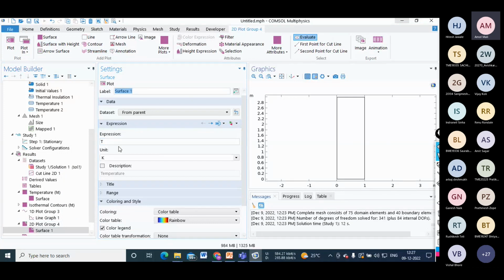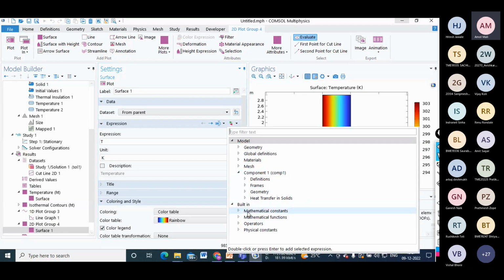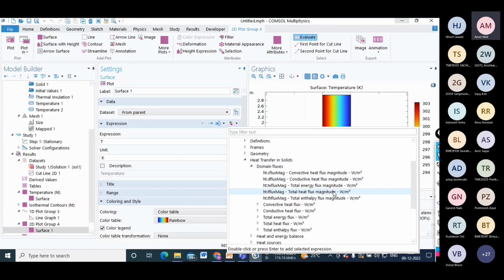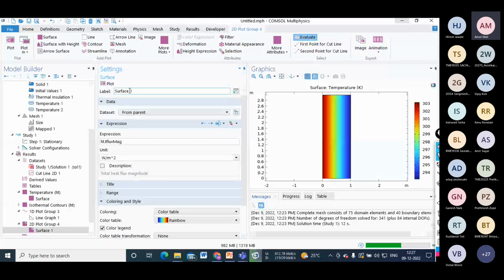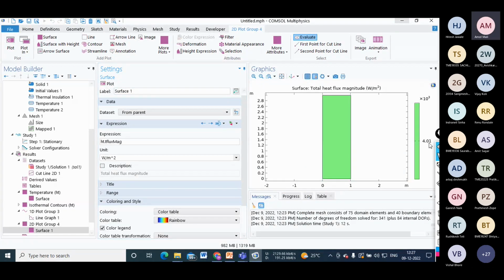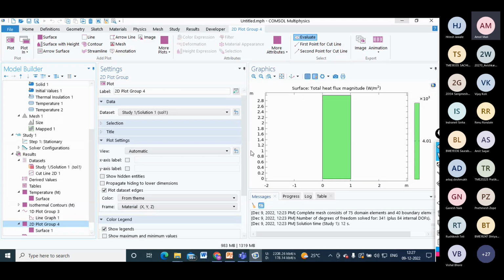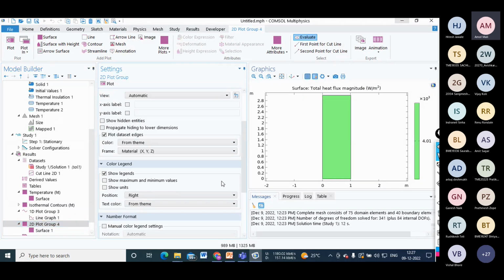and here by default it will select temperature, but I want to show heat flow rate. So you have to right click on that 2D plot and choose domain flux. Here I will select total heat flux, and I will see here 4.01 into 10 raised to 3. So the same answer is here. It is 10 raised to 3, so I will change this number format.